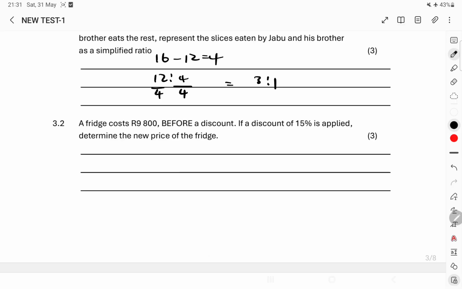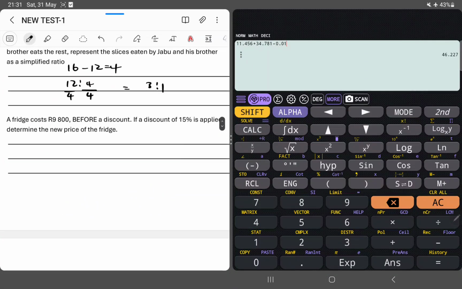Let us bring back our calculator. How will I find the value of the price of the fridge?